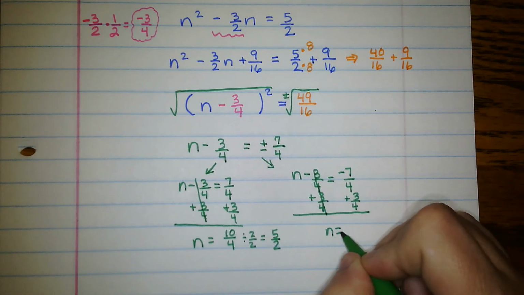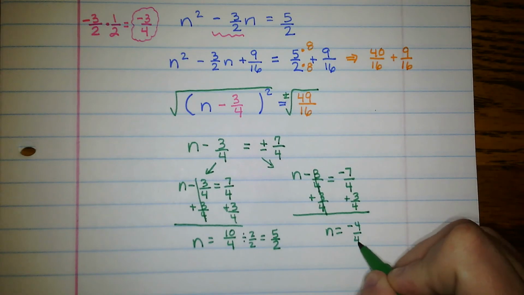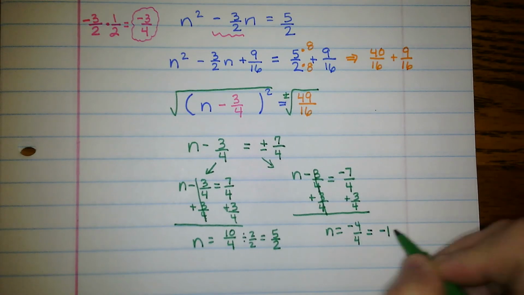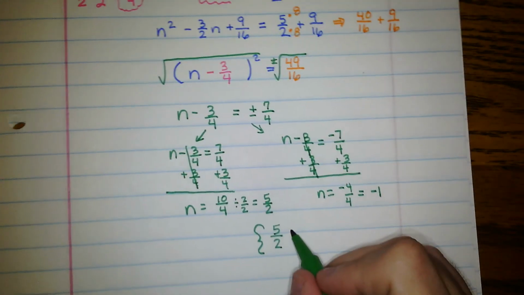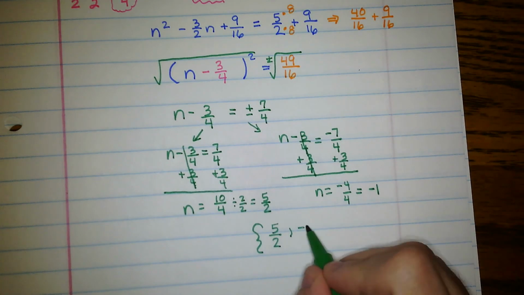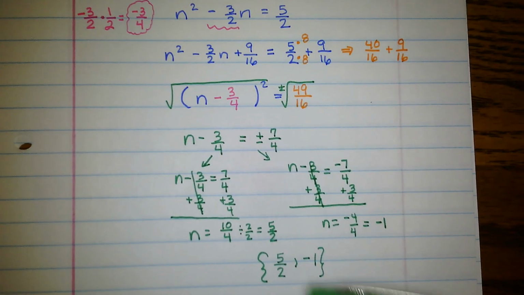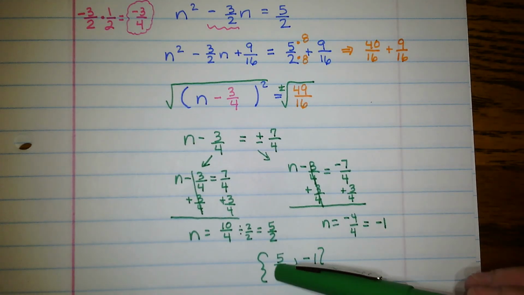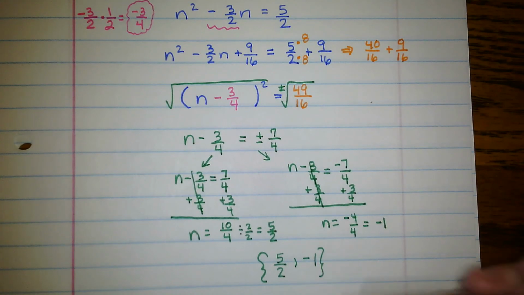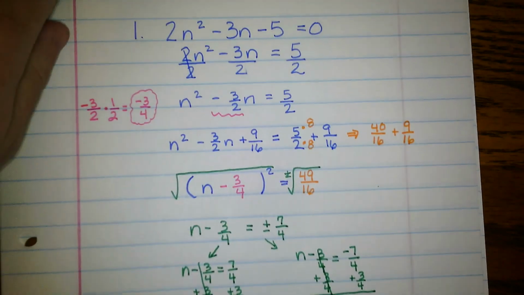I'm going to add 3/4 this way. I'm going to get n equals negative 7 plus 3 is negative 4/4. And that reduces to negative 1. So my final solution to this messy, messy mess is 5/2 and negative 1. Those are the places where this quadratic crosses the x-axis. This is really 2.5 and negative 1. And that's how you complete the square with fractions in it.